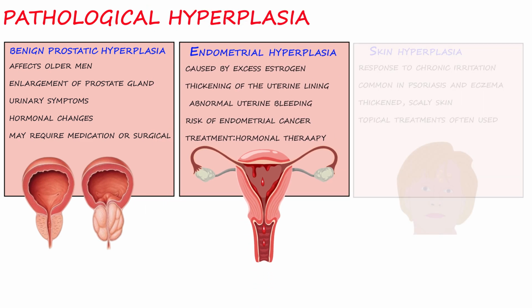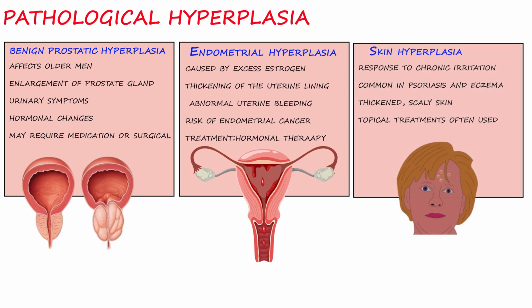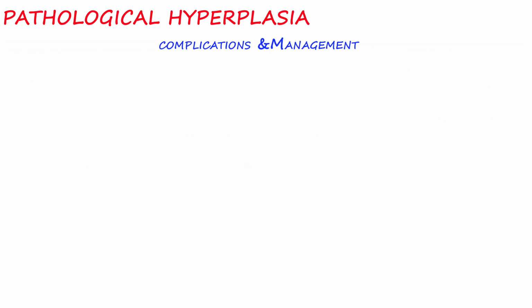Skin hyperplasia occurs in response to chronic irritation, as seen in conditions like psoriasis and eczema. It presents as thickened, scaly skin and may be reversible if the irritant is removed. Pathological hyperplasia can lead to several complications and requires appropriate management.